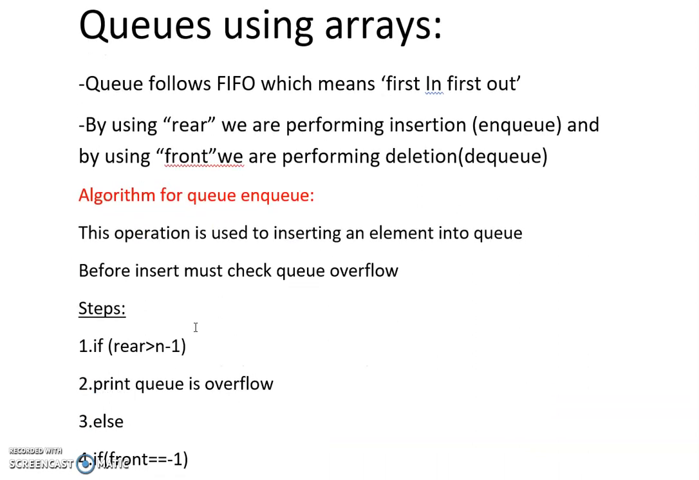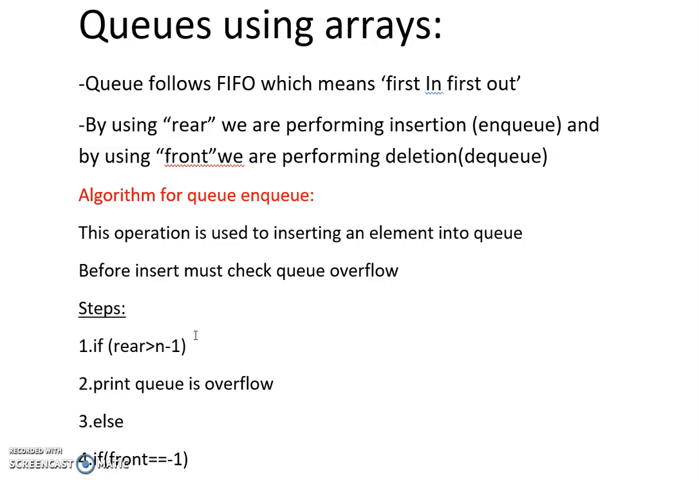First, queues using arrays. A queue follows FIFO, which means first in, first out. By using rear and front, we are performing insertion and deletion. By using rear, we perform insertion, and by using front, we perform deletion. In a queue, we already know insertion is called NQ and deletion is called DQ.